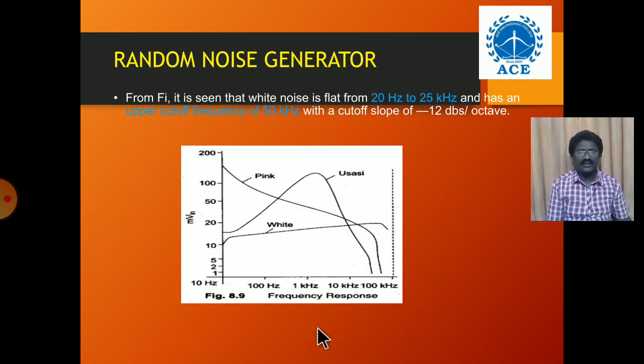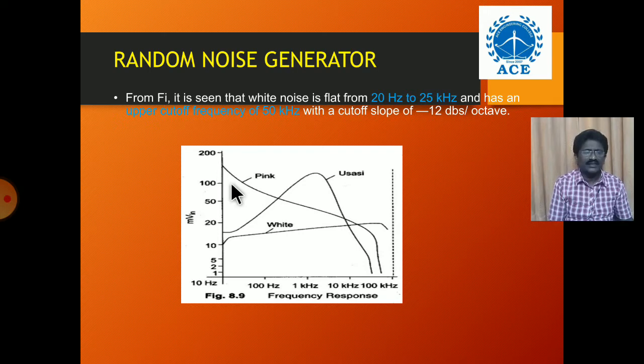So here, pink noise is so called because lower frequencies have a larger amplitude, similar to red light. So pink noise has a voltage spectrum which is inversely proportional to the square root of the frequency and is used in bandwidth analysis.